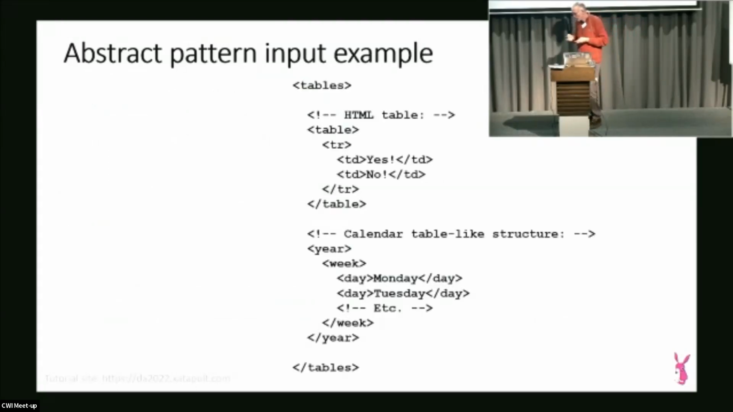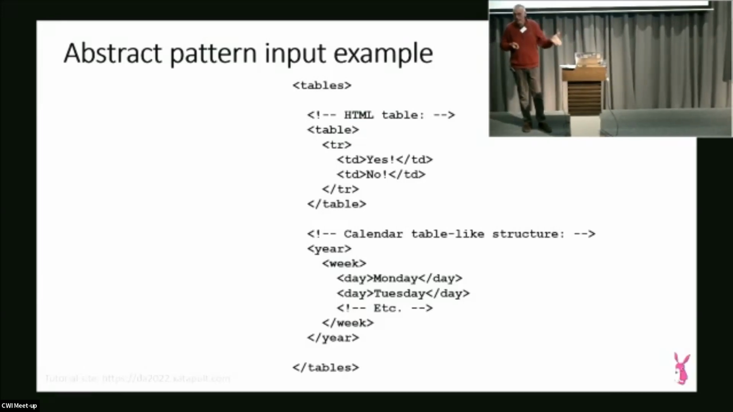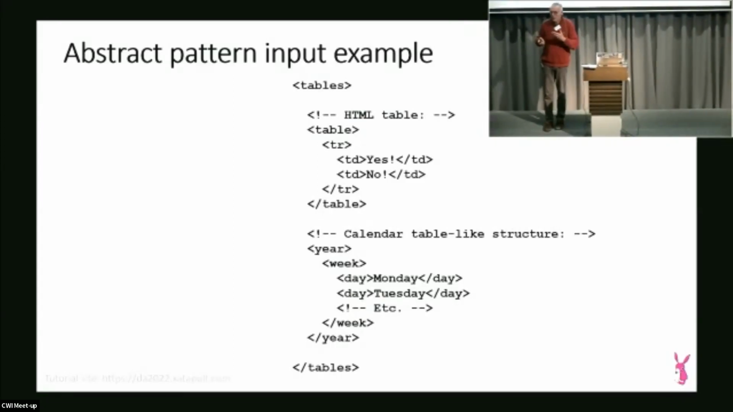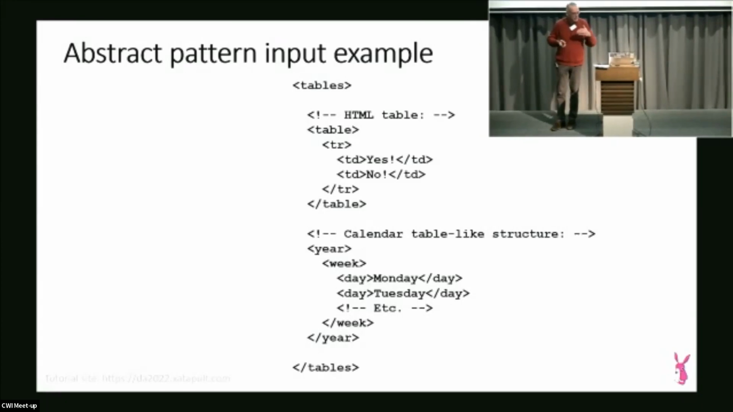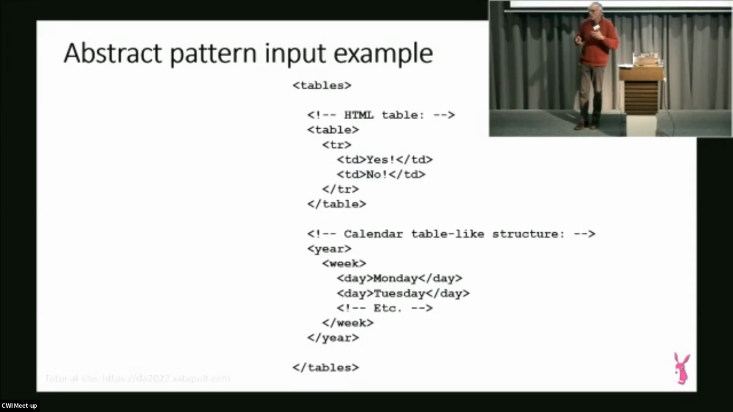So let's have a look at this. This actually comes from the standard. We have an HTML table with table, tr, td, and we have a table-like structure with years, weeks, and days. It's the same kind of structure, right? We want to write a Schematron that both checks the table and checks the calendar-like structure, but we don't want to repeat ourselves. We don't want to repeat the pattern. The thing is almost the same.